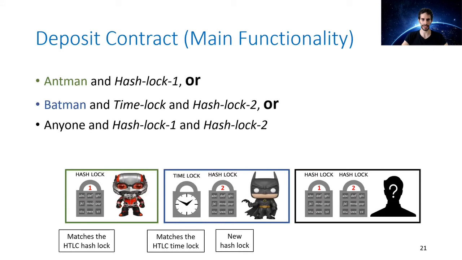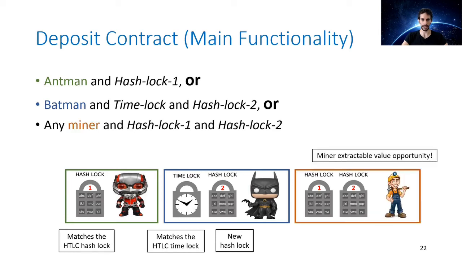The deposit predicate is as follows. Either Ant-Man gets the tokens by solving the first hashlock. This is just like the original HTLC. Or Batman gets the tokens by waiting for the timeout to elapse, like in the original HTLC, but now he also must provide the preimage for the second hashlock. Alternatively, anyone can get the tokens by providing the two preimages for both hashlocks.